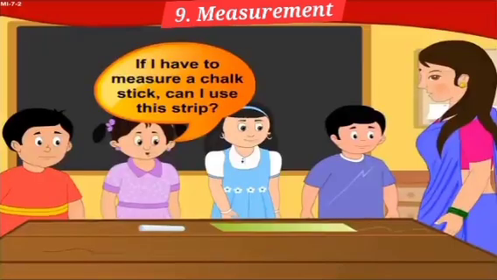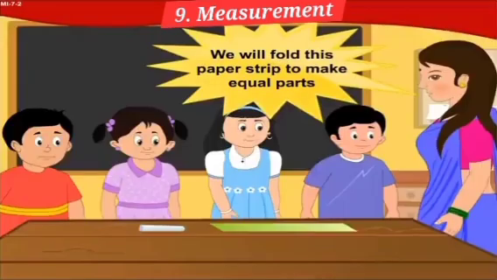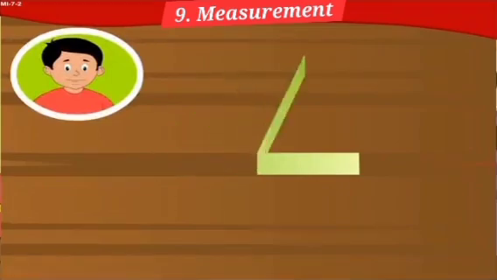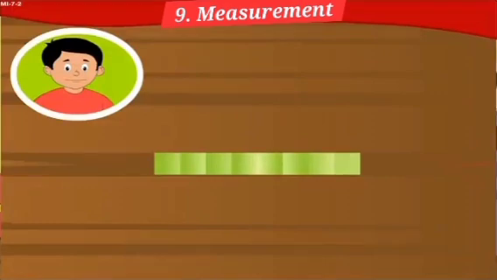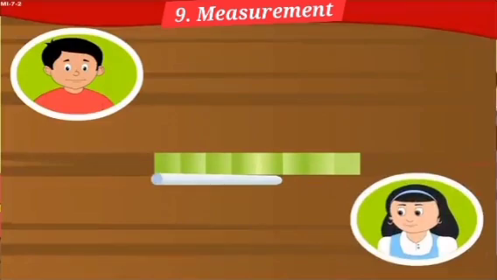If I have to measure a chalk stick, can I use this strip? This strip is longer than a chalk stick. You're right. We will fold this paper strip to make equal parts. These small parts will be useful for measuring the piece of chalk. Let me fold the strip 3 times and I get 8 equal parts. I will place the chalk along the paper strip. This chalk is equal in length to 5 of these small parts.